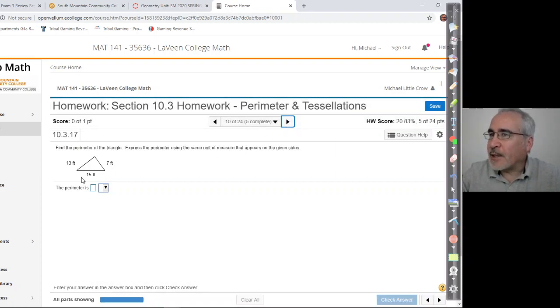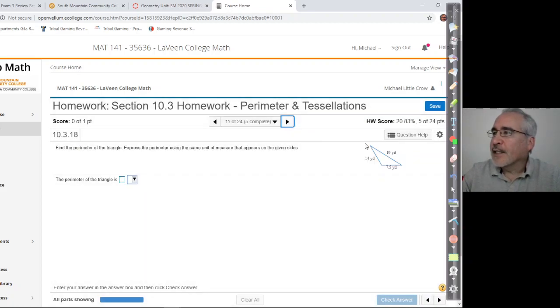Triangle, same deal. 15 plus 7 plus 13. Add the sides together, you'll get your perimeter. The little night watchman, walk around the triangle. That's all there is to this. Same thing here, different shape, but take a walk around the triangle. Add all three sides together.